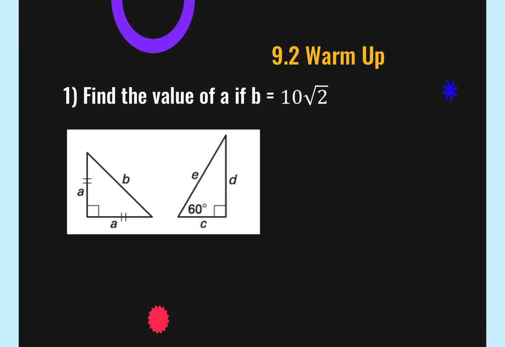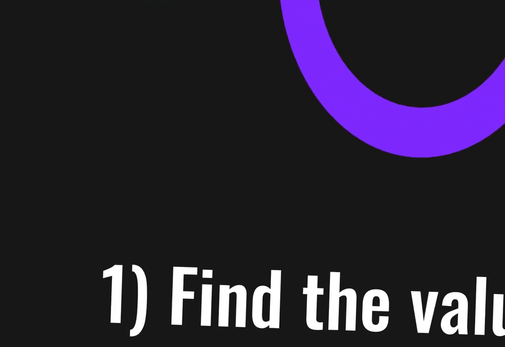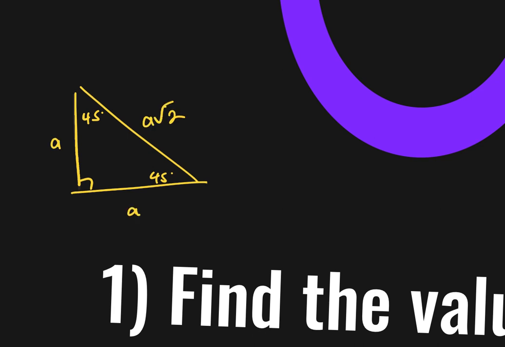All right, so in yesterday's notes, we talked about the two special right triangles. The first being the 45-45-90 triangle, which is your isosceles right triangle. The relationship between the sides on those triangles would be A, A, and A root 2. And then the 30-60-90 triangle, in which opposite the 30 is your A, opposite the 60 is the A root 3, and opposite the 90 is the 2A.